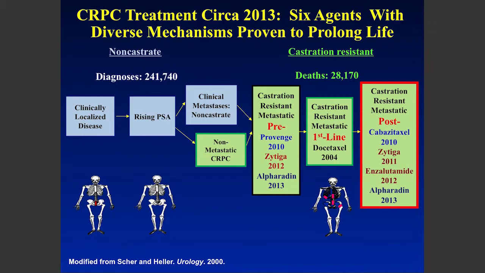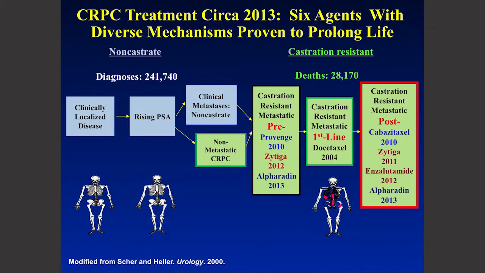And as you heard earlier, the landscape has changed dramatically in the past 3 years. You can see where we have positioned the various agents, as mentioned earlier, alpha-radin being appropriate for patients who have symptoms, independent of whether or not they've had docetaxel.